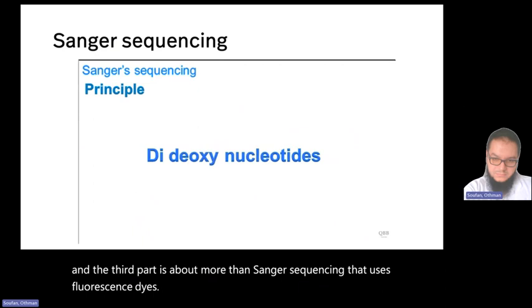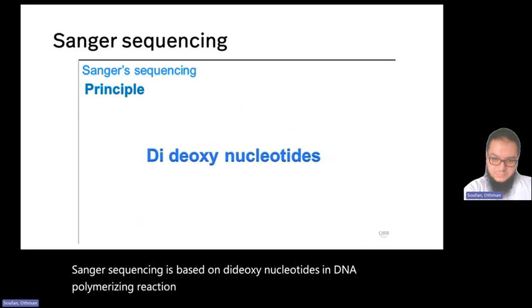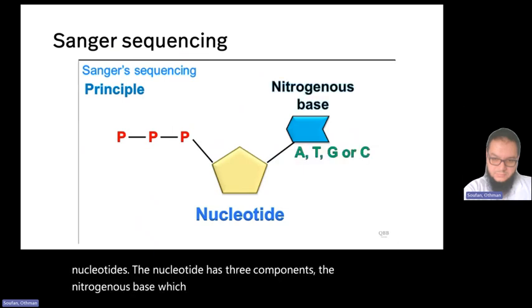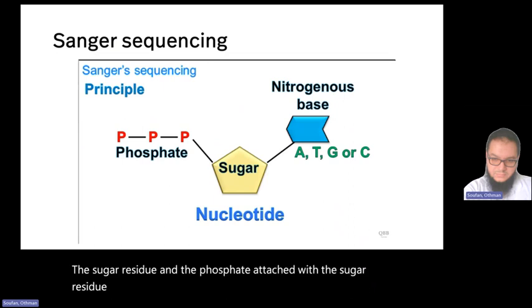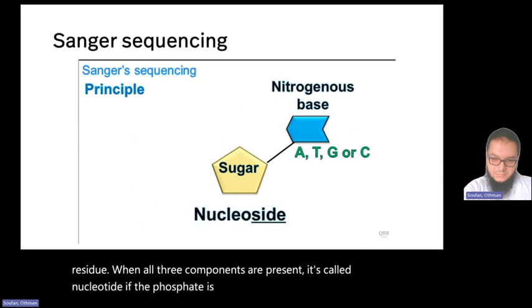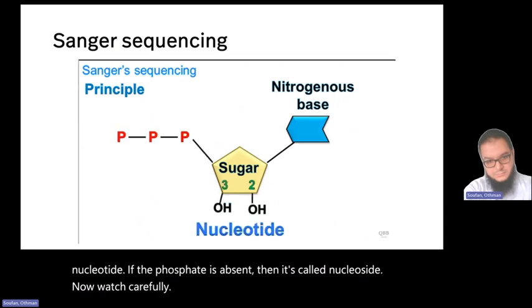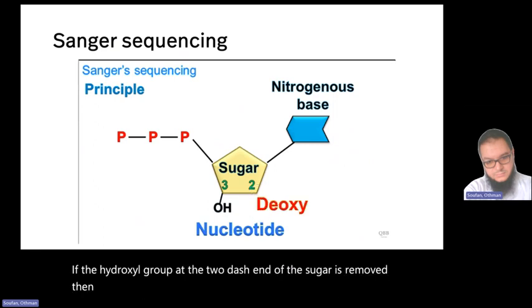Sanger sequencing is based on dideoxynucleotides in DNA polymerizing reaction. Let's understand what dideoxynucleotides are. The nucleotide has 3 components: the nitrogenous base, which can either be A, T, G, or C, the sugar residue, and the phosphate attached to the sugar residue. When all 3 components are present, it's called a nucleotide. If the phosphate is absent, then it's called a nucleoside. Now watch carefully. If the hydroxyl group at the 2' end of the sugar is removed, then it's called a deoxynucleotide.